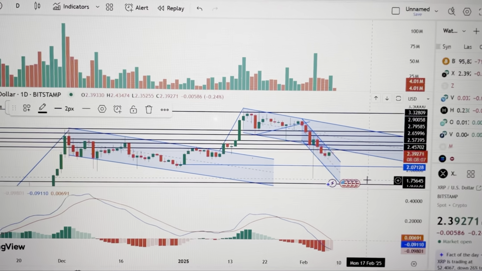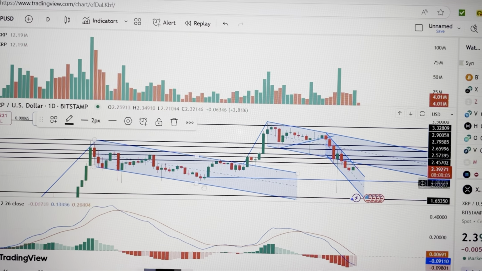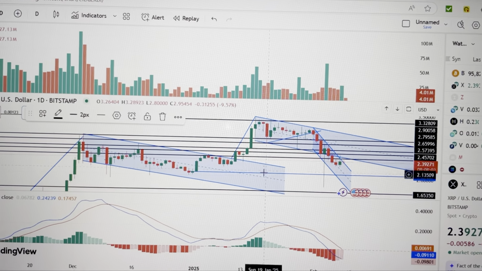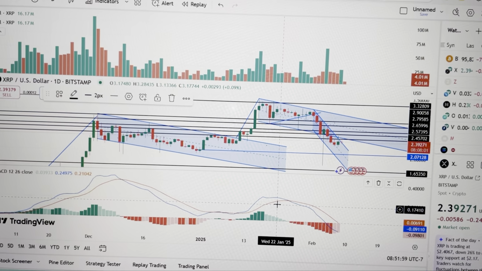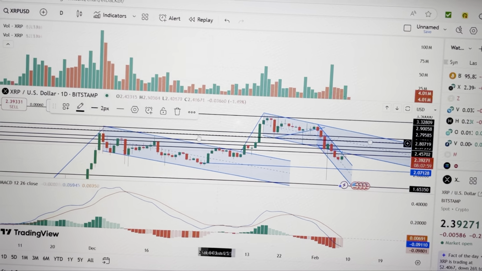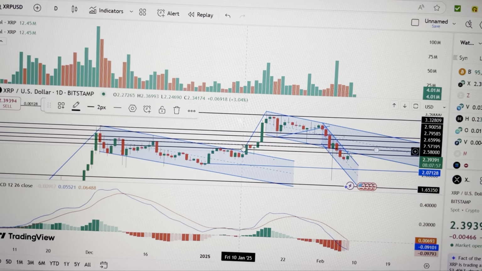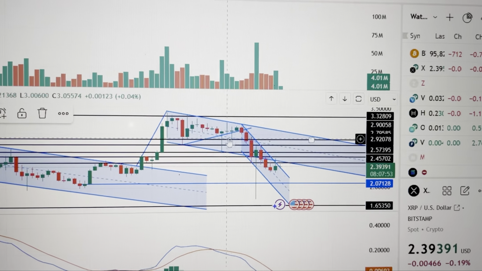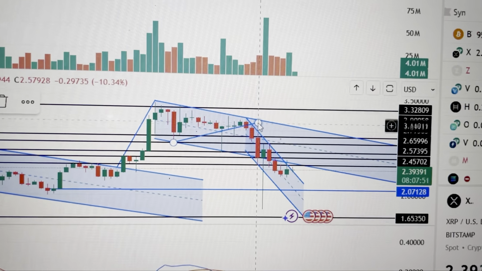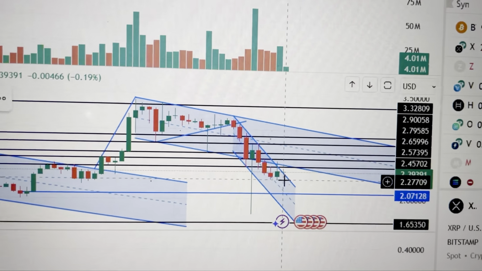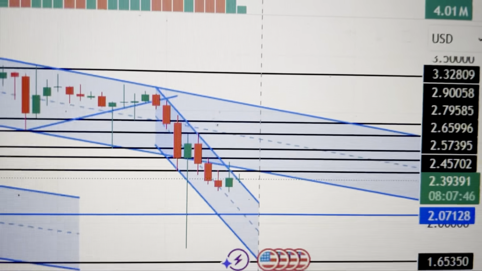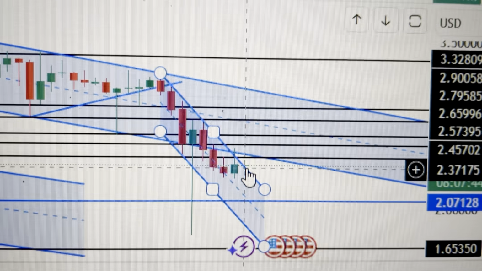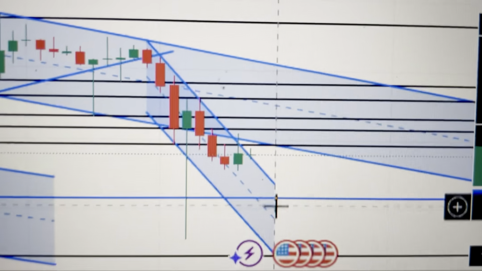Here's XRP on the daily. That means each candle represents a day. My volume's up here. Here's the price action, and here's the MACD. That's pretty much what I use, those three things. And then I use parallel channels with resistance and support lines. What I'm showing you is that we have been in a downtrend right here in this parallel channel, and then in another downtrend. But what's happening right now is you can see right here, the price action's outside of this downtrend, and it's turning from red to green.